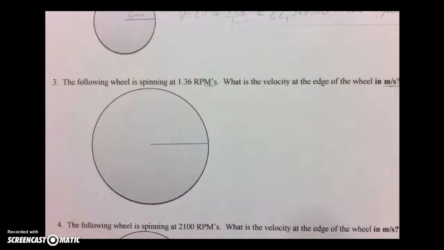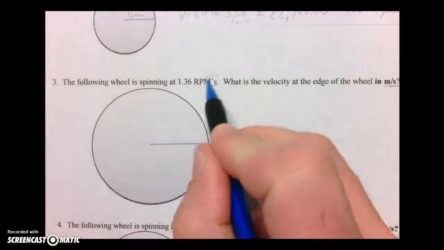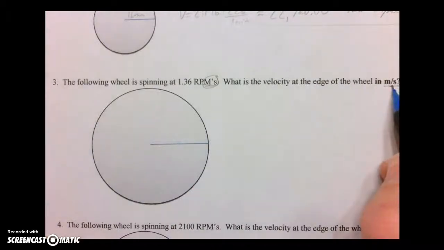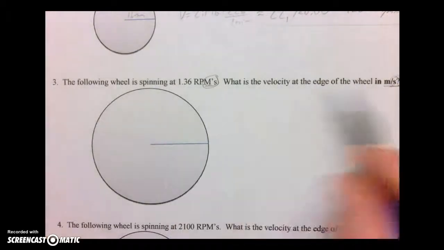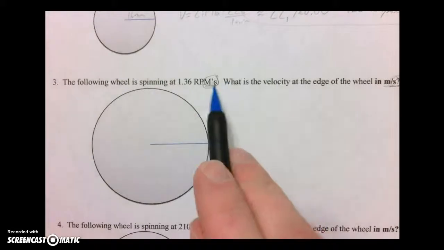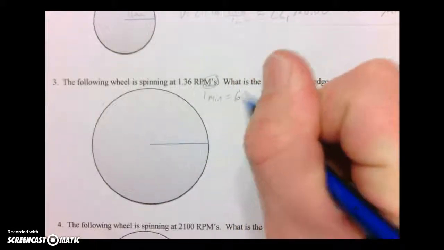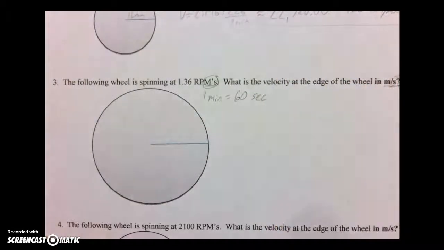Okay, a conflict I see before I even start this problem is I have minutes here, that M stands for minutes, and I have seconds at the end. I can't have minutes and seconds, so I have to change this 1 minute into 60 seconds, because 1 minute and 60 seconds are the same thing.